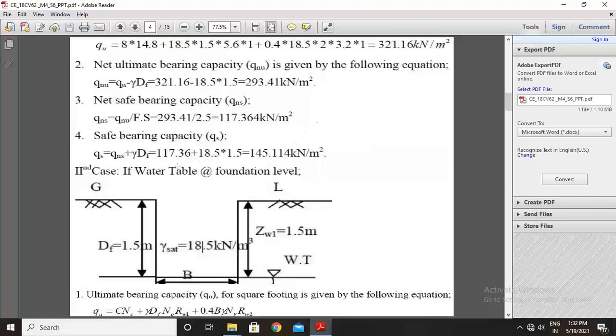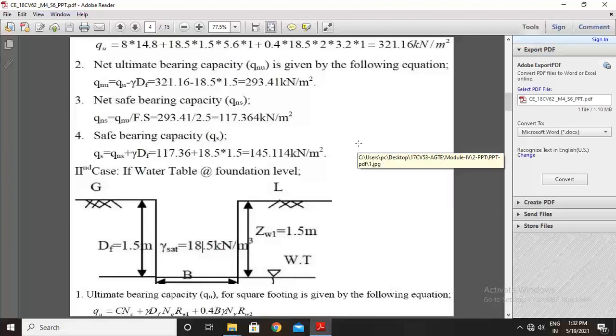Now we calculate the safe bearing capacity, which is given by the net safe bearing capacity plus the overburden pressure, that is gamma into DF. So here the net safe bearing capacity is 117.36 plus gamma is 18.5 into DF, the depth of the footing, is 1.5. So the answer is 145.11 kilonewton per meter square. The unit is also most important, so don't forget it while writing. So this is the first case.